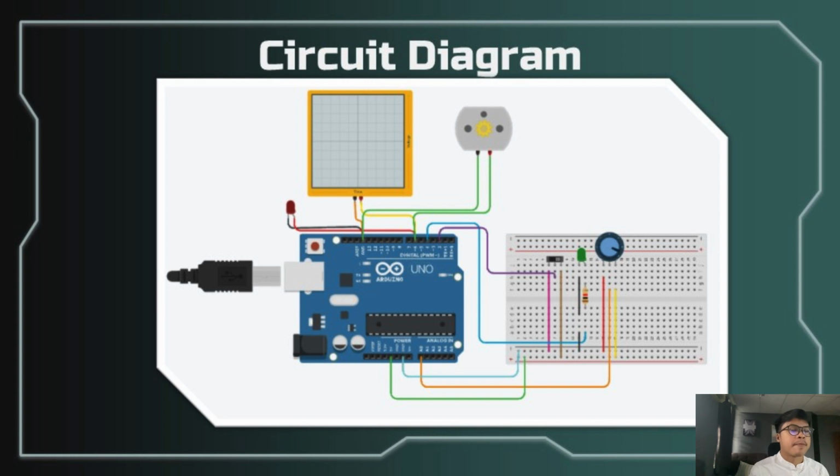So if the potentiometer shows a low value, it means that the rain intensity is low, and if the potentiometer value is medium, it shows that the rain intensity is on the medium level. And if the potentiometer reading is high, it means that the rain intensity is very high.